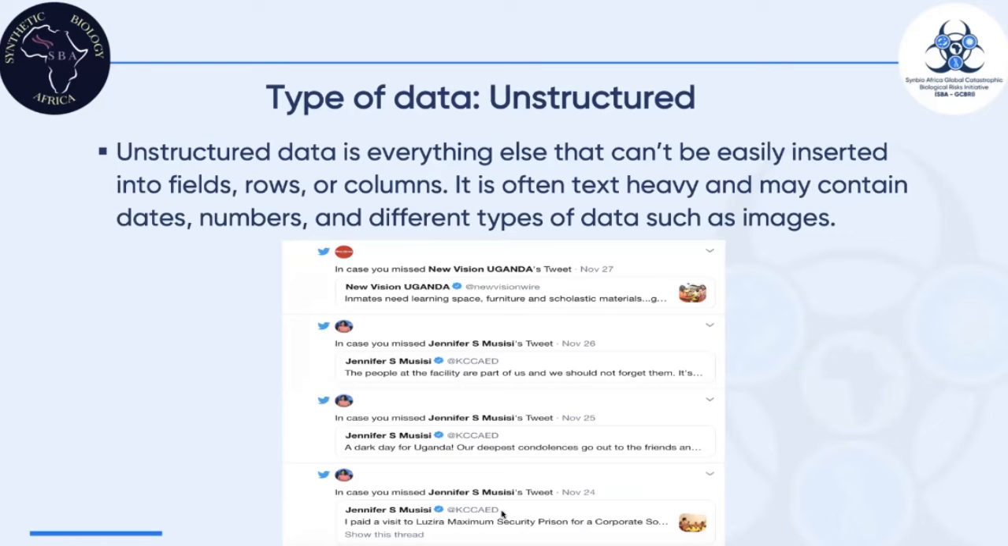Unstructured data basically doesn't have any structure. For example, it can contain dates, numbers, and images. For example, Twitter's data. People can mine this type of data and use it. And we have this type of data also in public health and in the medical field.